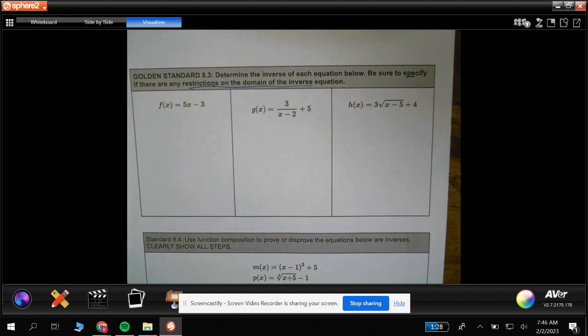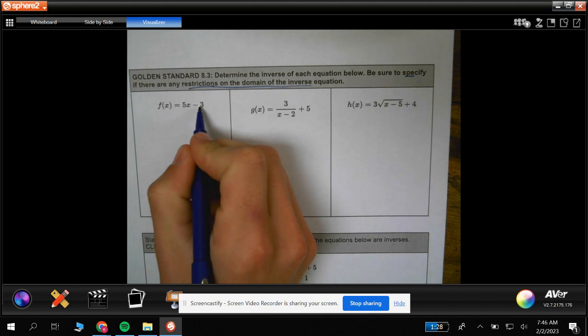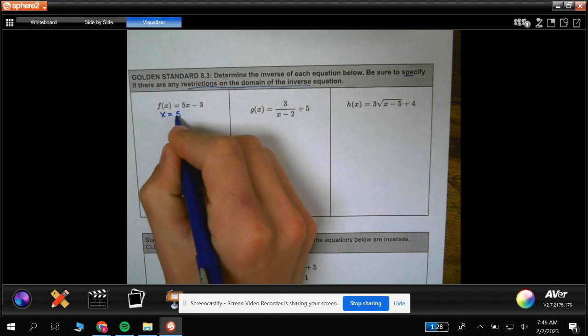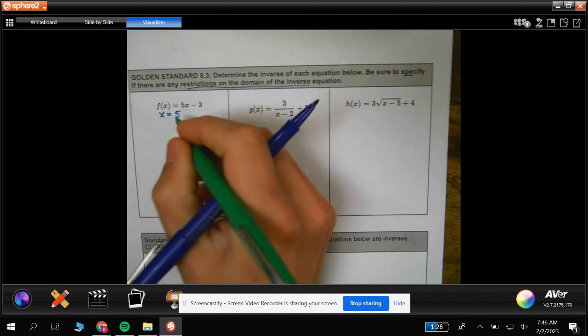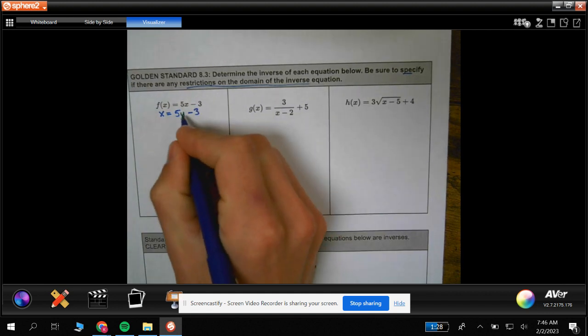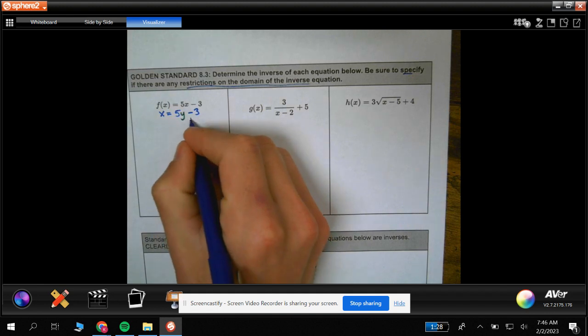For the first one, for each one of these actually, your main strategy, see how it's like y equals 5x plus 3? You flip the x and the y. So we'll put x there equals 5, and we're going to flip. So instead of x, we're going to put y here. Now our goal here is to solve for y. Get y by itself. That will give us our inverse function.